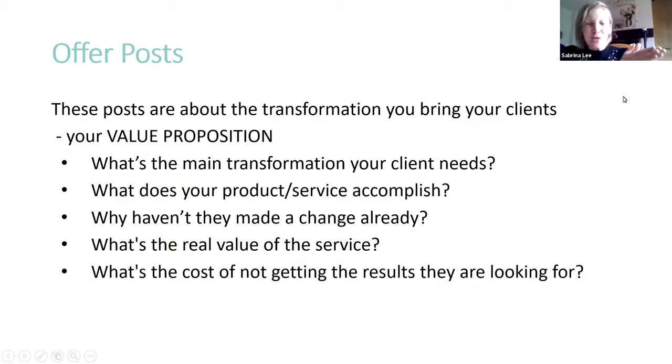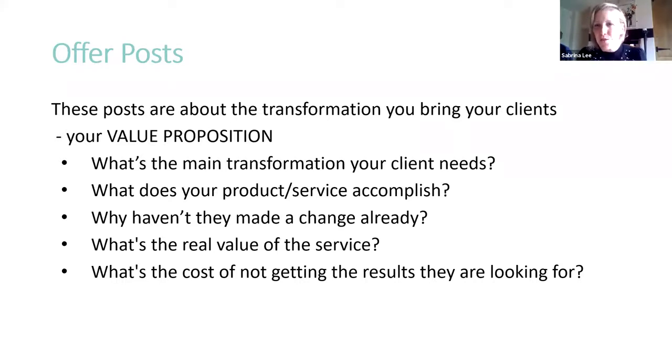Okay, so offer posts. When we talk about offer posts, we are talking about the value proposition essentially. These offer posts, you can actually have every week, but you won't necessarily be offering your service in every one. You could be offering things like a lead magnet or something like that. It's actually about the transformation you bring your clients. You want to be talking about that in your offer post.